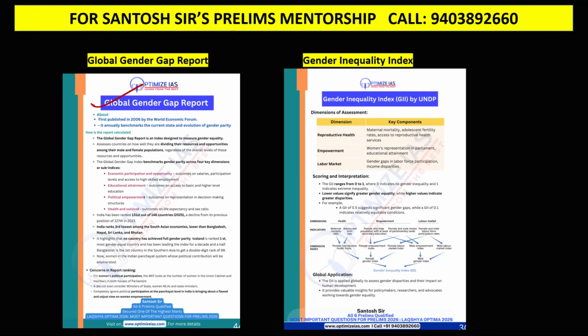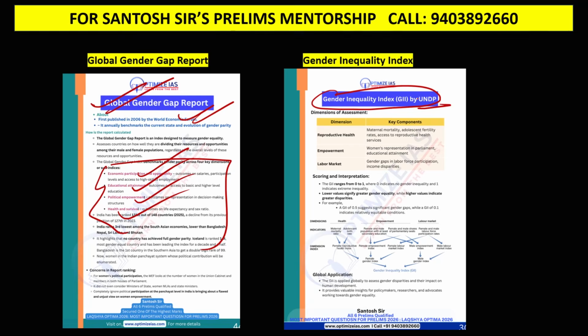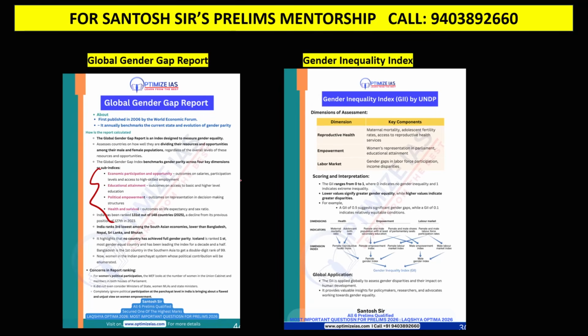Next, we have the Global Gender Gap Report by the World Economic Forum. Here it is prepared using four indicators: economic participation, education attainment, political empowerment, and health and survival. Next, we have the Gender Inequality Index by UNDP. Here we have three dimensions: reproductive health, empowerment, and labor market. So this has four indicators and this has three dimensions. You should know the difference between them because they may sometimes confuse you.